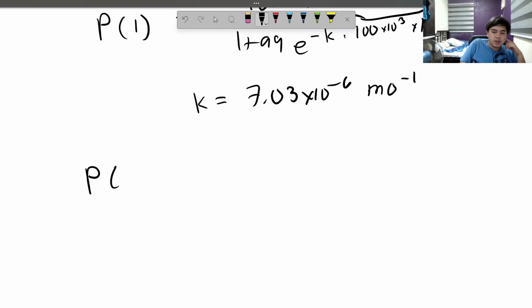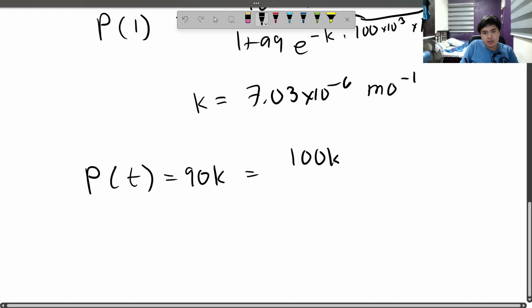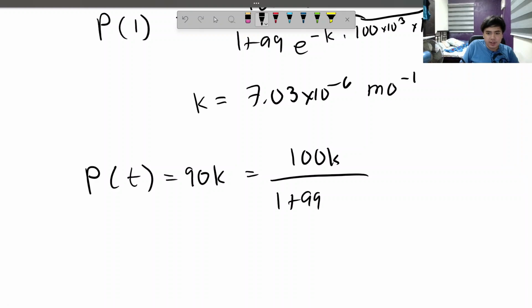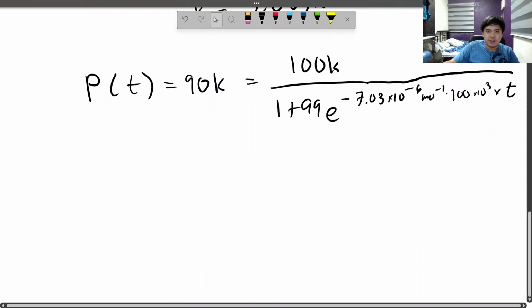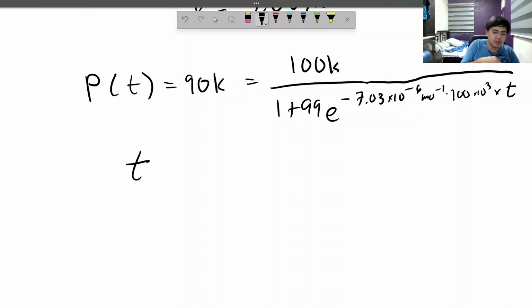We now need the t for which the population is 90,000. So 100,000 over 1 plus 99 e to the negative 7.03 times 10 to the negative 6 inverse months times 100,000 times t. And we need t. I'm also going to skip the calculator stuff for this one. It might take a while on the calculator, and you should do it on paper first. But t is indeed equal to 9.66 months.